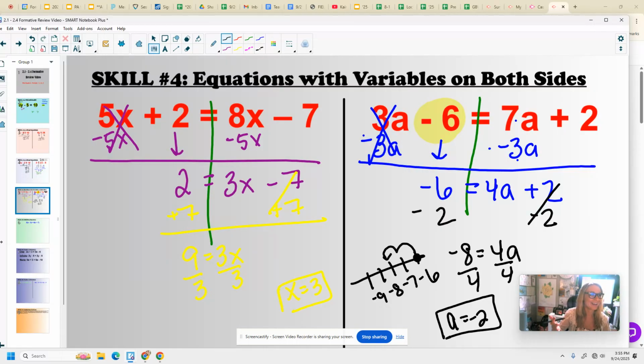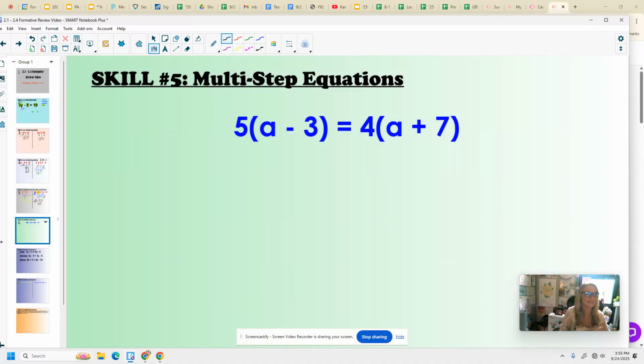Next level, here we go. Wow, we've done one step, two step, equations with variables on both sides, and now it's time for multi-step. Oh, yeah, baby.